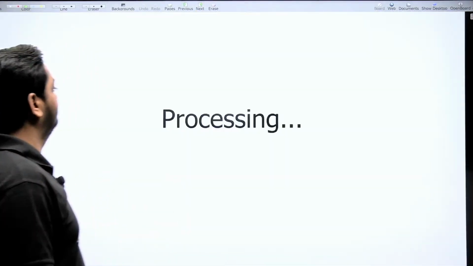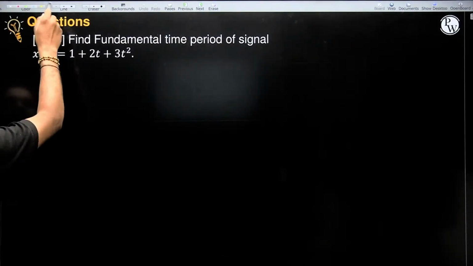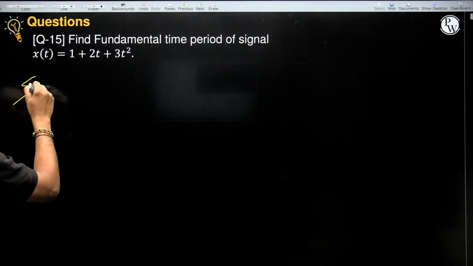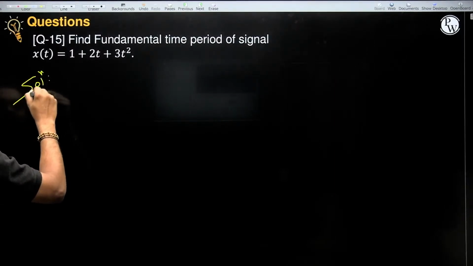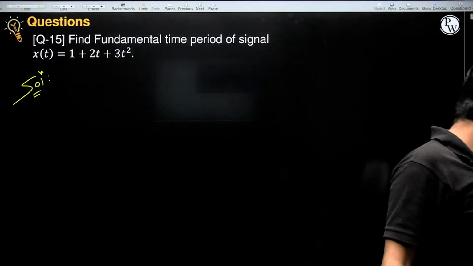Next question. Now find the fundamental time period of the given signal, if it is periodic. Is this a periodic or aperiodic signal? Periodic or aperiodic?